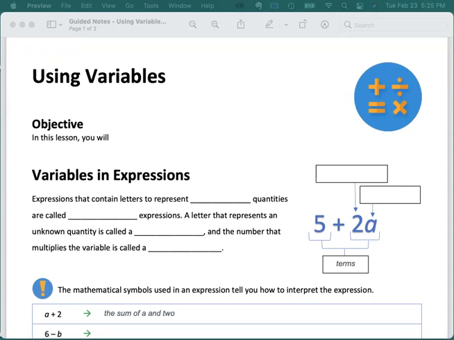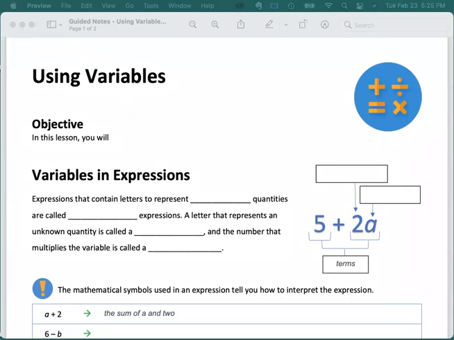This is for Math for College Readiness, Part A. In Chapter 1, we're going to go over using variables. So if you can see my screen, you should see the guided notes that I have pulled up.